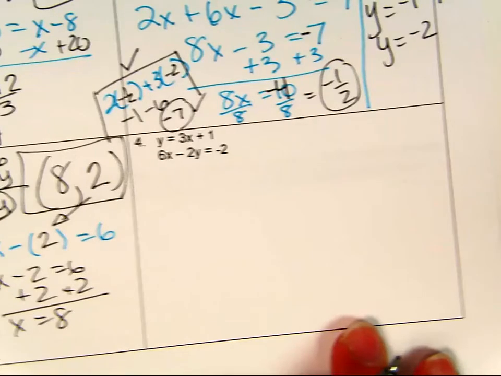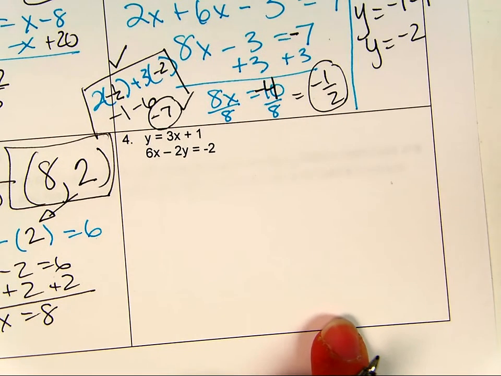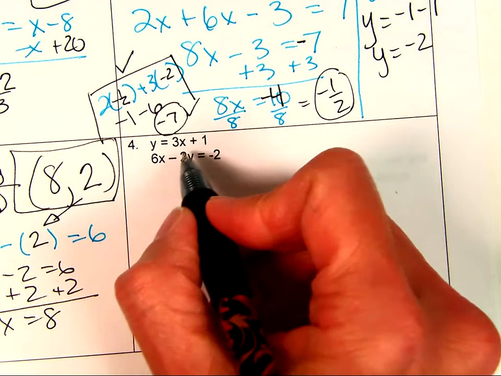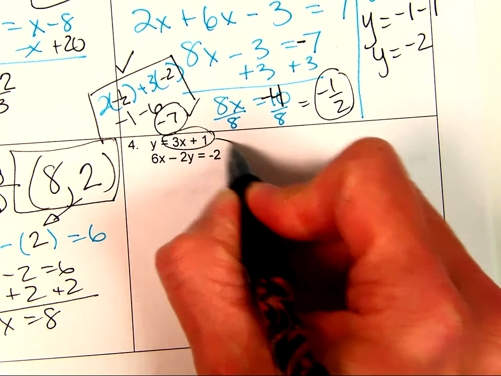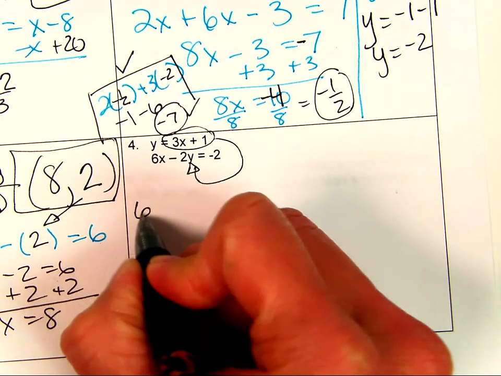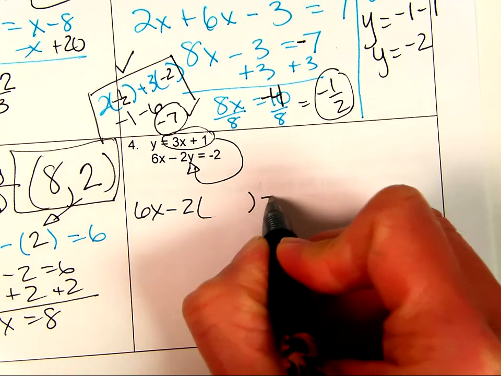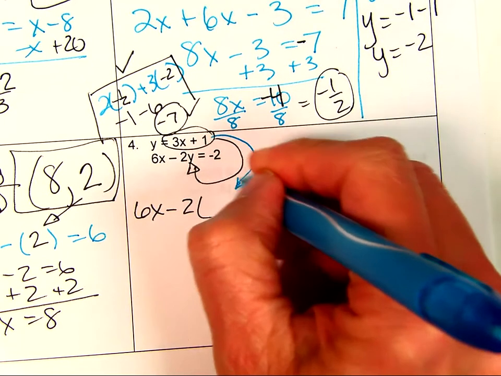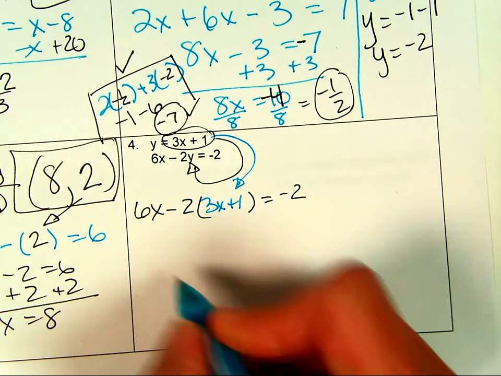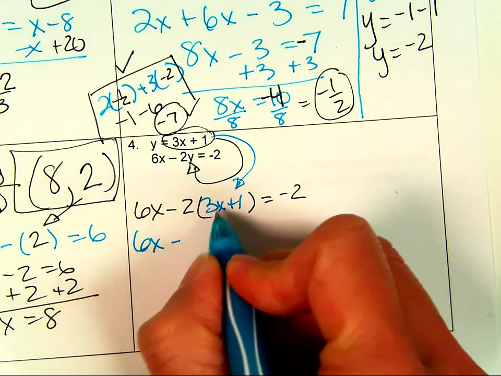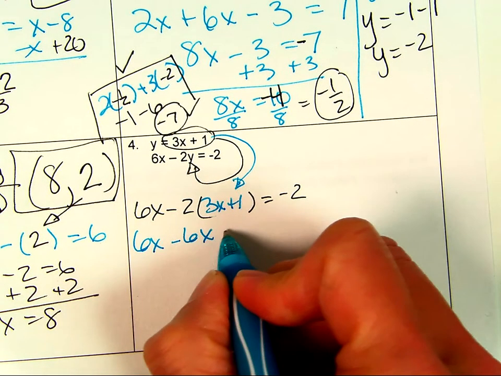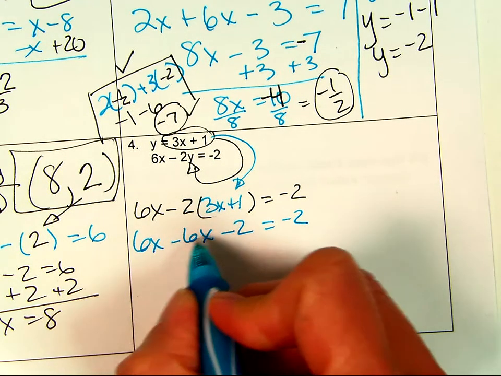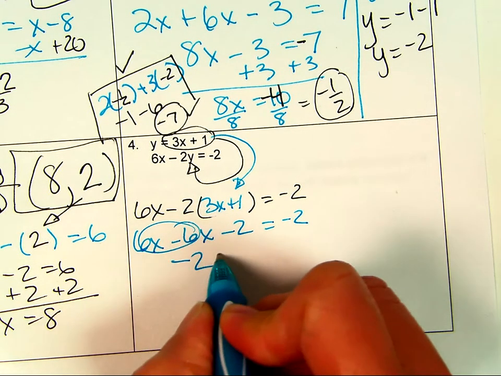Okay. Last one, then we're going to do some story problems. So here we go. Y equals 3x plus 1. Y is alone, so I take this y and I plug it in there. So I'm going to do 6x minus 2 times y equals negative 2. But instead of y, I'm going to put what y equals, 3x plus 1. So 6x minus, I'm going to distribute, 6x minus 6x minus 2 equals negative 2. And 6x minus 6x cancels. So now I'm left with negative 2 equals negative 2.